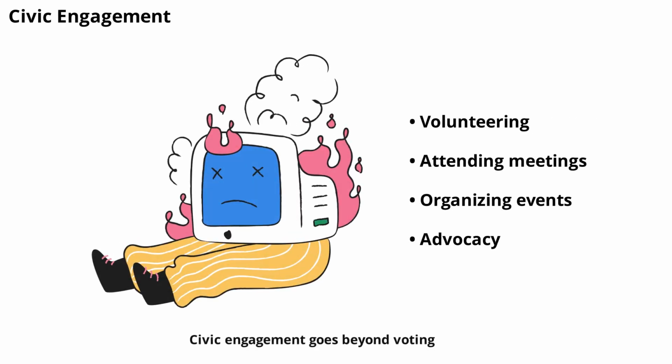Civic engagement goes beyond voting. It includes all the ways people get involved in their communities, from volunteering and attending meetings to organizing events and advocating for change. Engaged citizens help identify problems, develop solutions, and build stronger, more resilient communities. Civic systems thrive when people are active participants, working together to address challenges and seize opportunities. By engaging with your civic system, you can make a real difference in the lives of those around you.